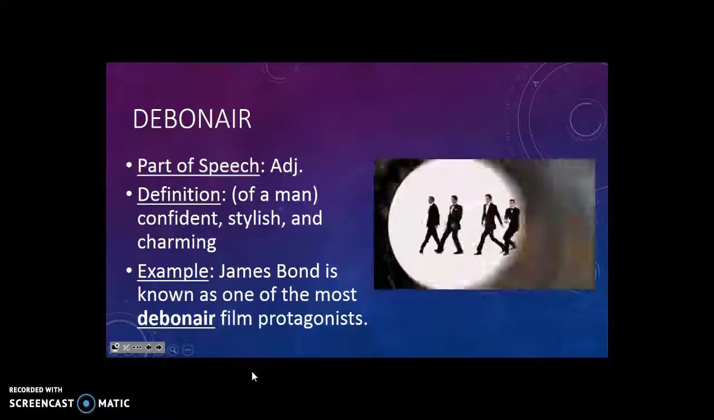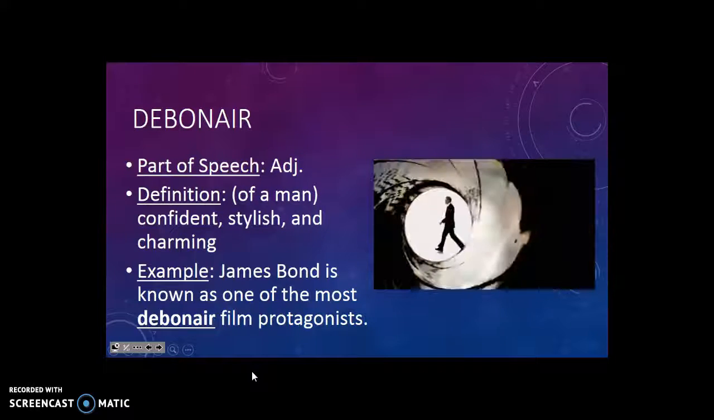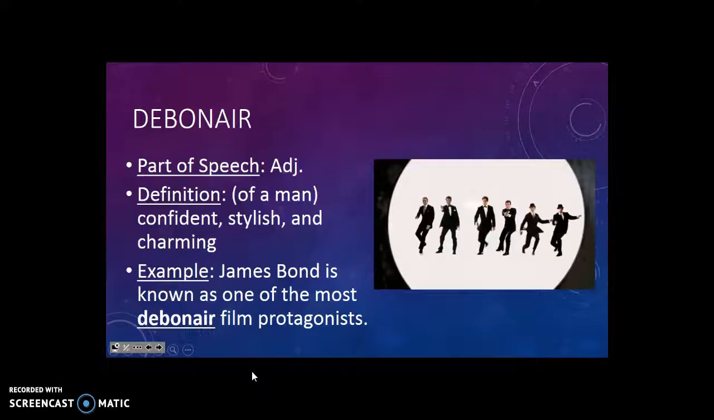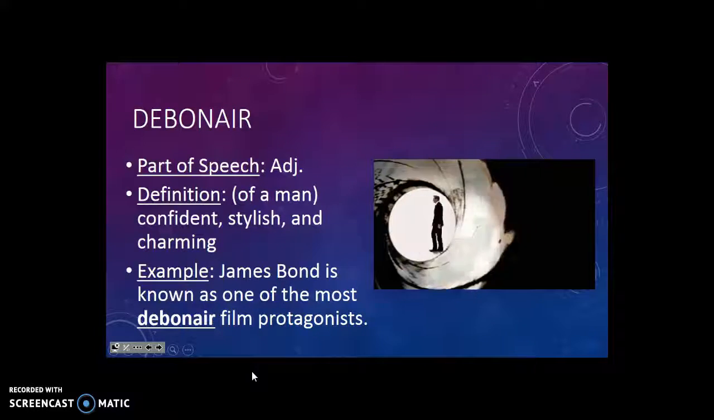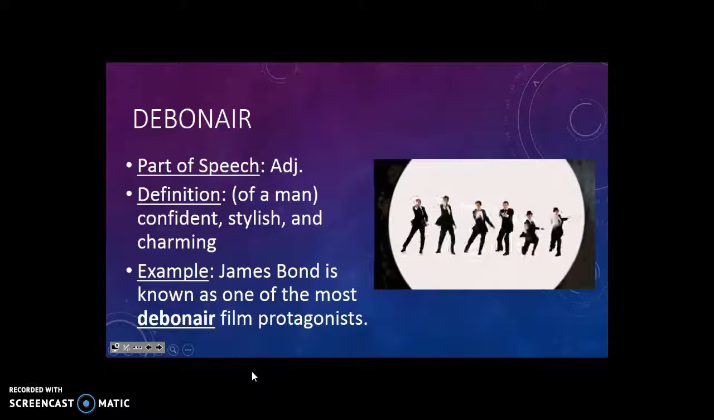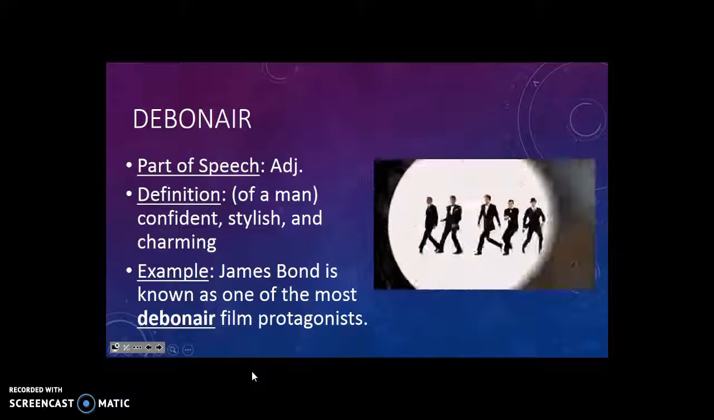Our next word is debonair. Debonair is an adjective. The definition is usually attributed to a man, meaning confident, stylish, and charming. So, for example, James Bond is known as one of the most debonair film protagonists.